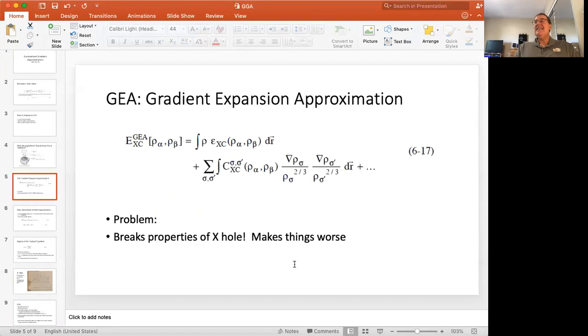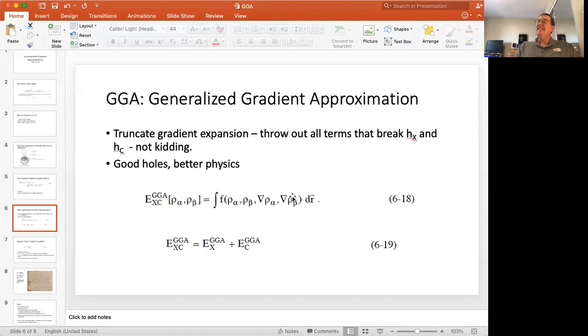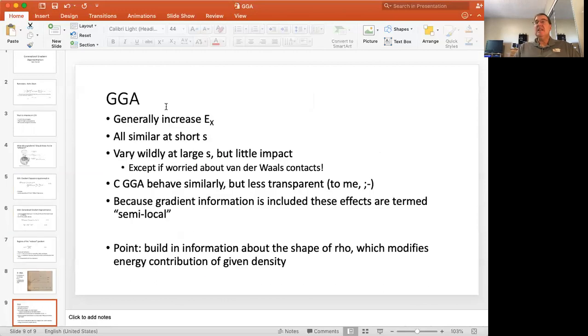And coming back here, we're being very clever about the terms related to the shape of rho and which ones we keep and which ones we don't. That's what makes it the generalized gradient approximation. It makes it more complicated to compute, but gives better results, as you've almost seen. Okay, so one last bit, and then we'll talk about hybrids.